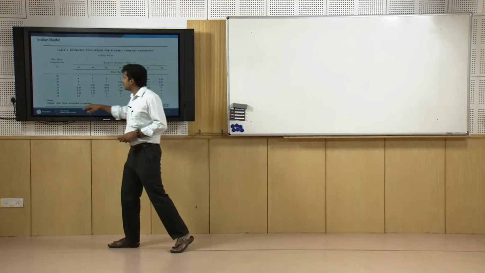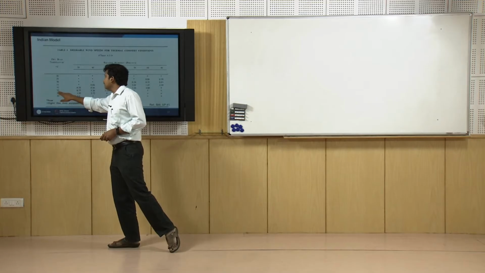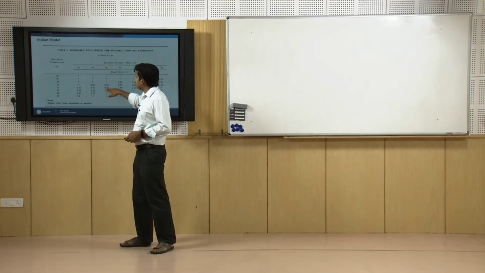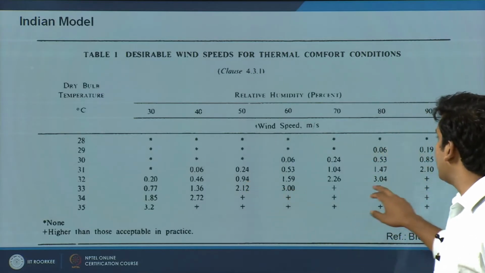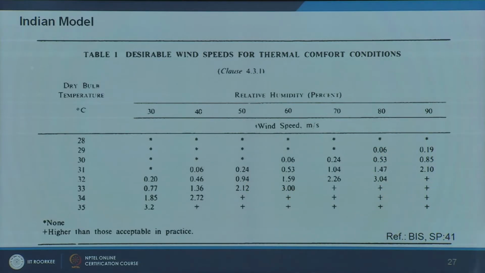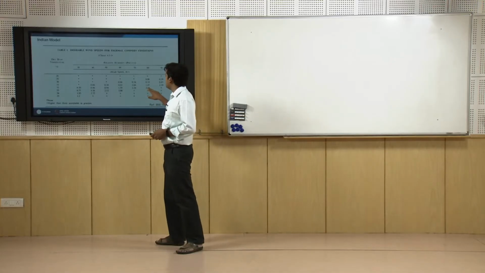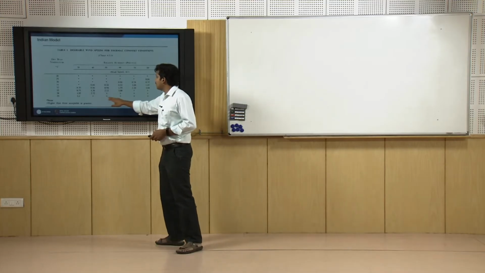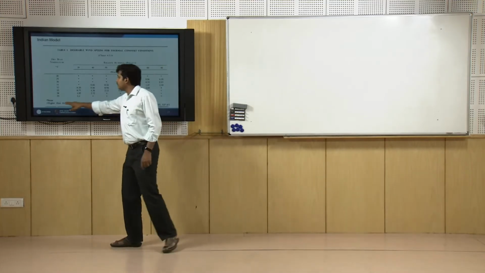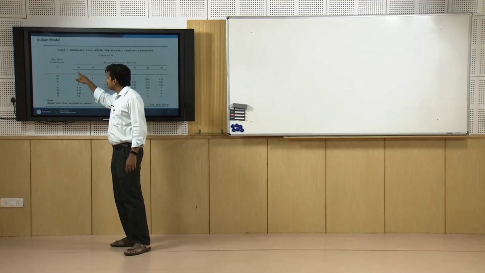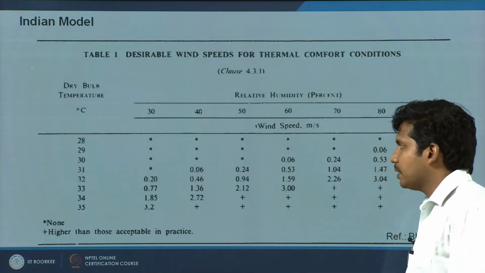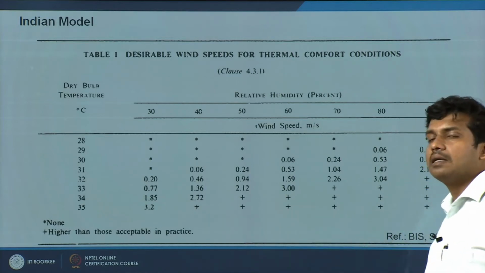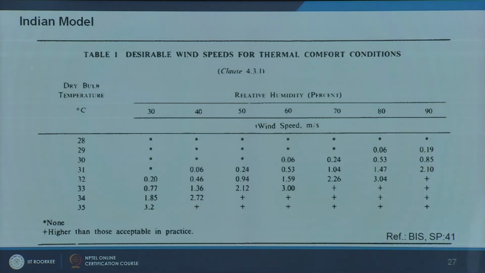But as the temperature increases, take 32 degrees: when it is 50% humid you will already need 1 meter per second air velocity, and as you go up to 80%, you will almost need a very strong wind of 3 meter per second air velocity. When it increases further, you cannot attain comfort. Take 35 degrees temperature and 30% humidity: you will need 3 meter per second air velocity to be comfortable, but beyond that, even a slight increase in relative humidity and you cannot attain comfort.